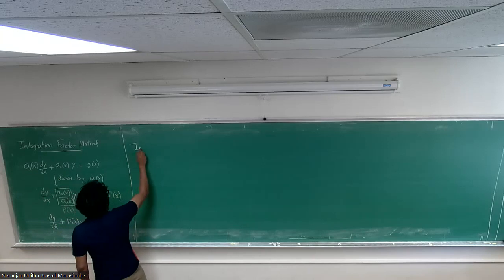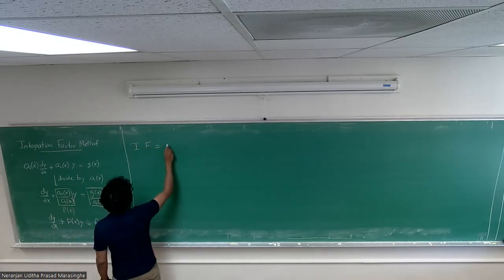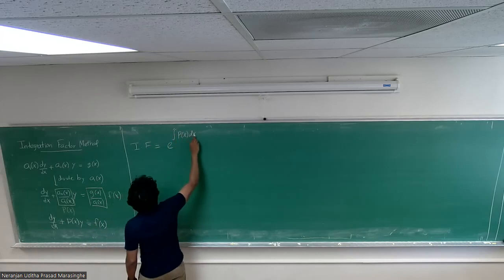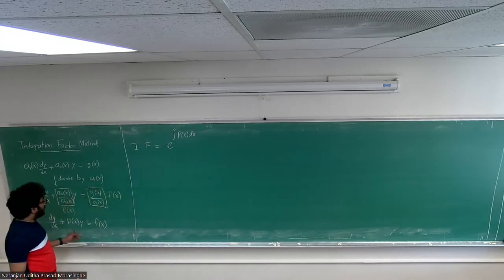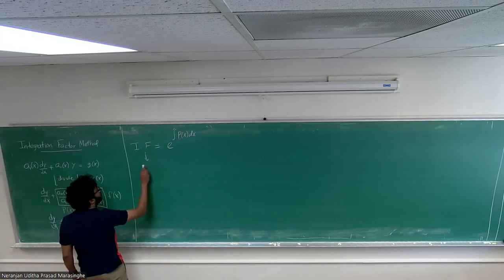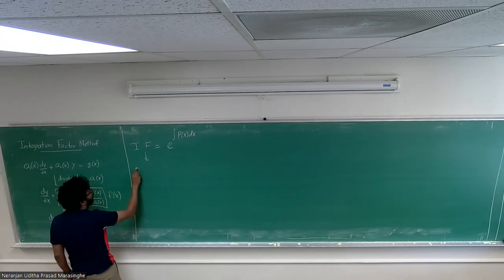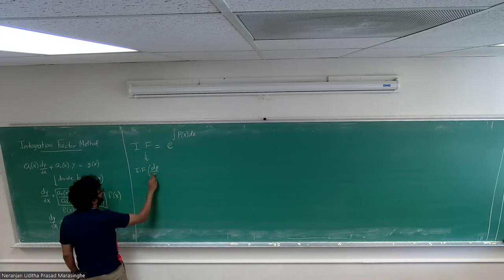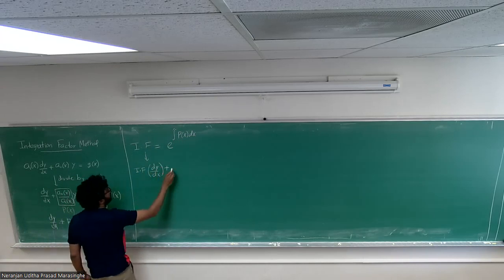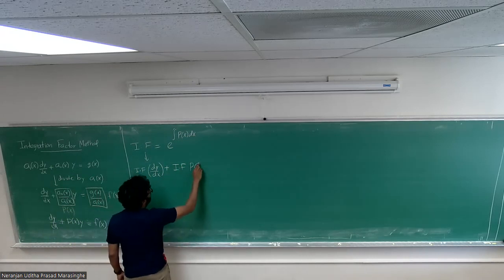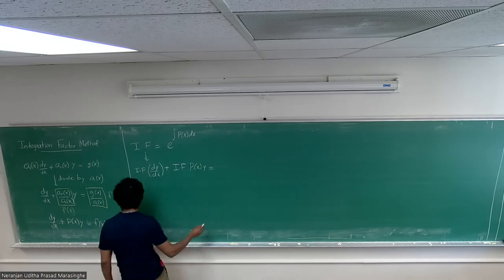So then what is the integration factor? That is the exponential of the integral of p(x) dx. This is the integration factor. The next step is multiply both sides by the integration factor, right? So integration factor times dy over dx plus integration factor times p(x) times y is equal to integration factor times f(x).